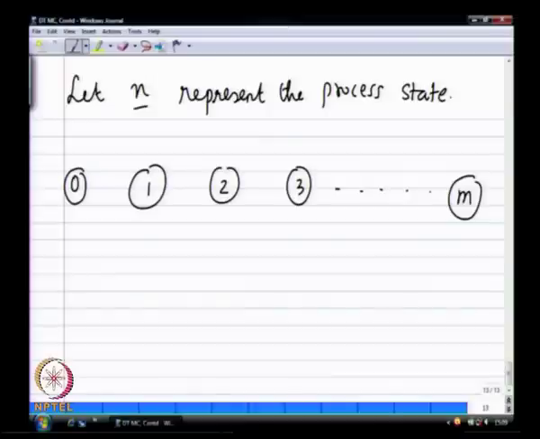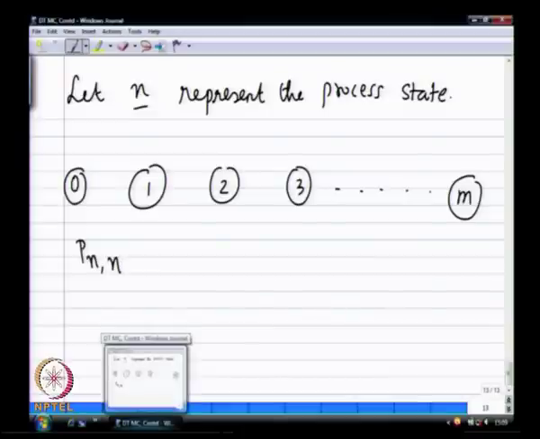Okay. So now I have to define my transition probabilities. What is the probability that, given some state n, I will go to state n plus 1, n plus 2 or n minus 1, n minus 2 and so on? Now, what is the probability that, given I am in some state n, I will remain in the same state n in the next slot? So at the beginning of the slot I had n backlog, at the end of the slot I still have n backlog. What is the probability for that?